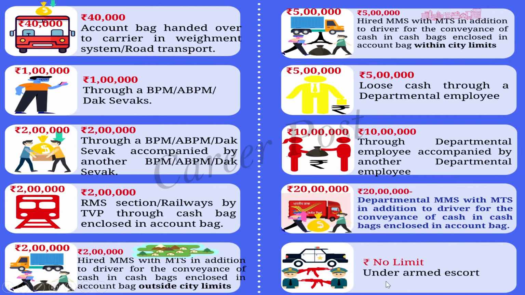Then comes the under armed escort. That means there are guns and police people, and this vehicle is there. So you can take any amount of cash for conveyance if it is required. That means any crores, there is no limit on how much amount you can take if it is an armed escort. There is no such limit. Any 100 crores also you can take if it is required.